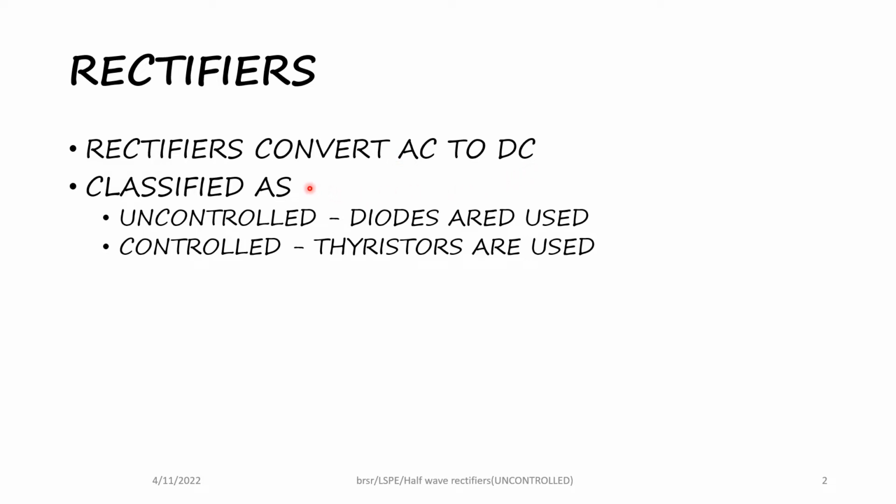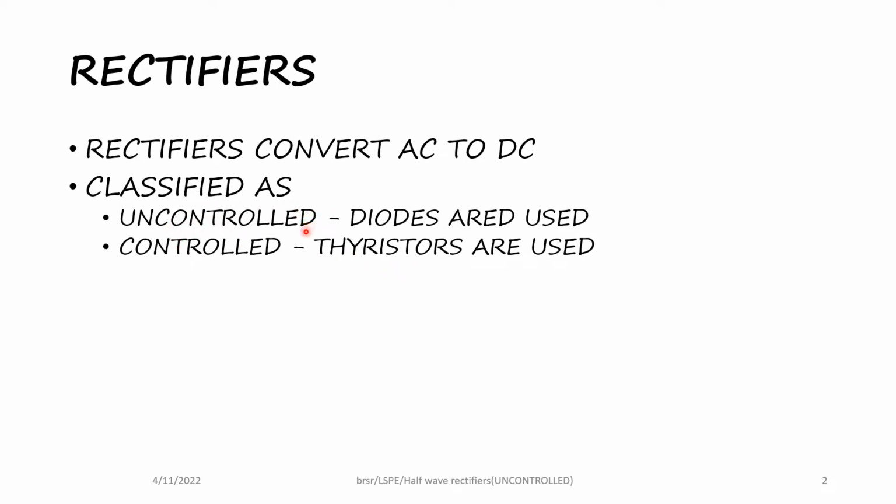There are two types of rectifiers. They are classified based on the device used. If diodes are used for rectification purpose, then it is called an uncontrolled rectifier. If thyristors are used for the purpose of rectification, then it is called a controlled rectifier. Let us see only the uncontrolled rectification aspect in this lecture.